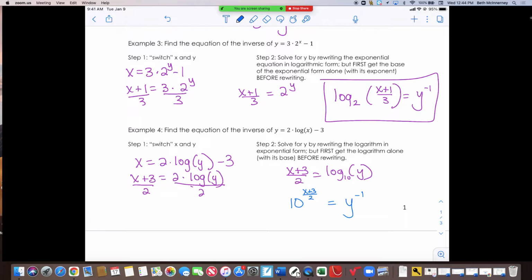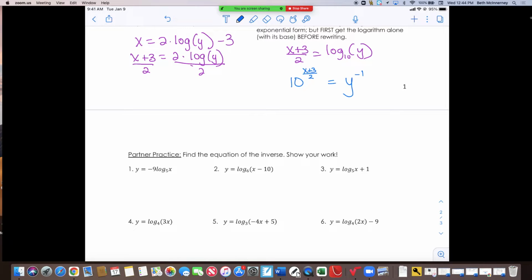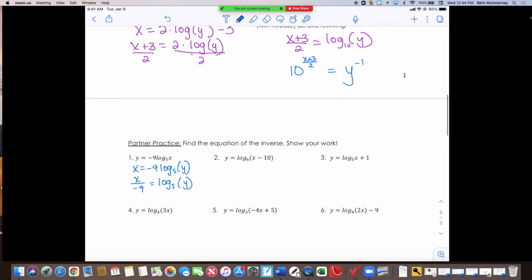Okay, I'll put the first one up just because I know that you're wondering, am I doing this right? It looks really weird. So you're going to switch the x and the y. You do need to divide by -9 first. Then I'm ready to go. I'm ready to put this in exponential because I have the log alone. So this is going to go 5 to the x over -9 power equals y. And it's okay if you made the negative up in the top and made it 5 to the negative x over 9. That's okay.